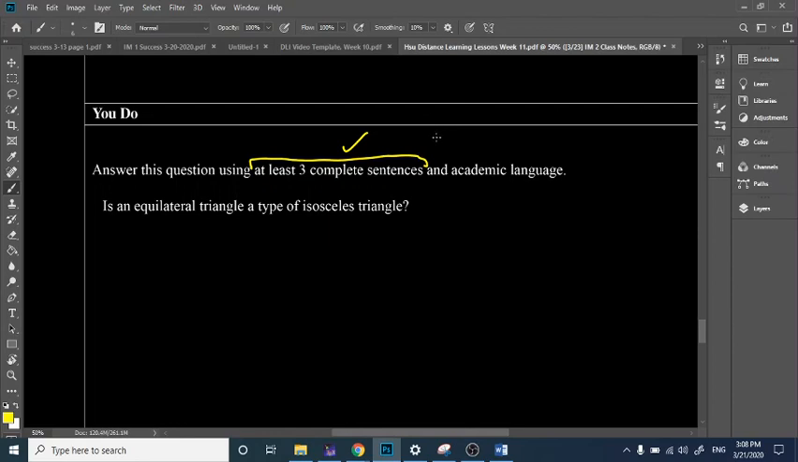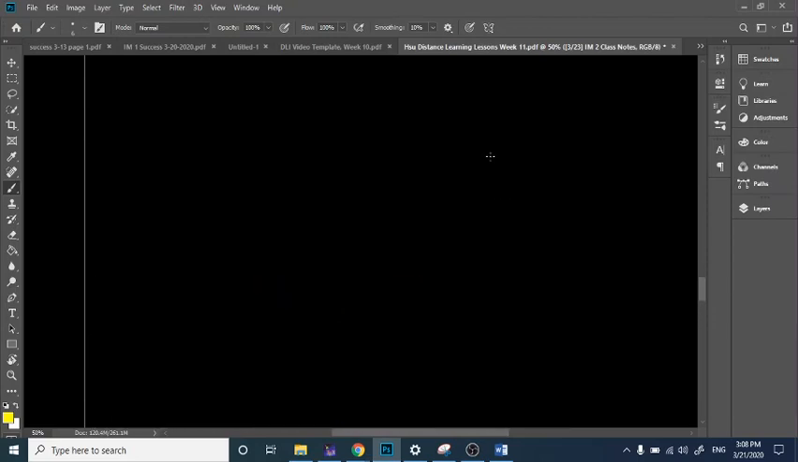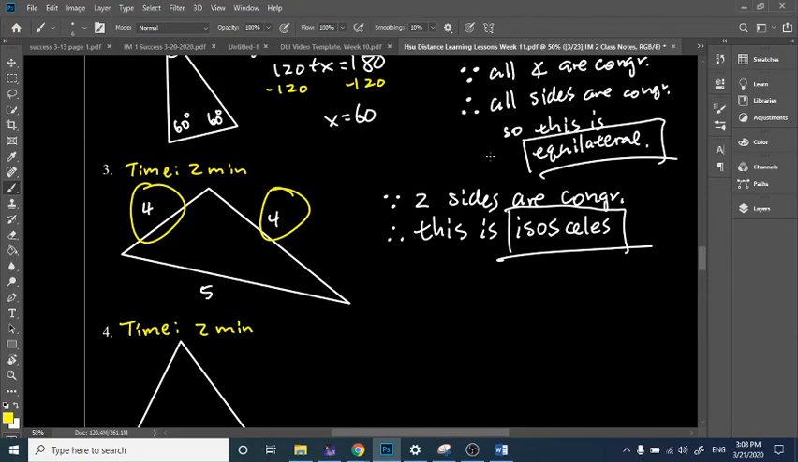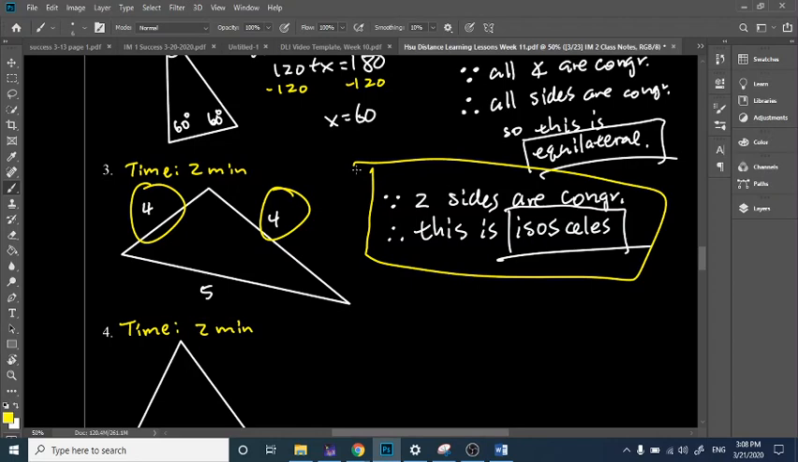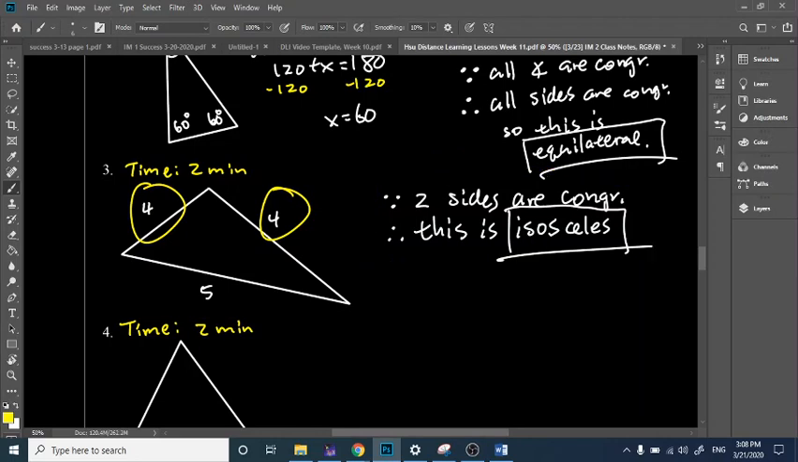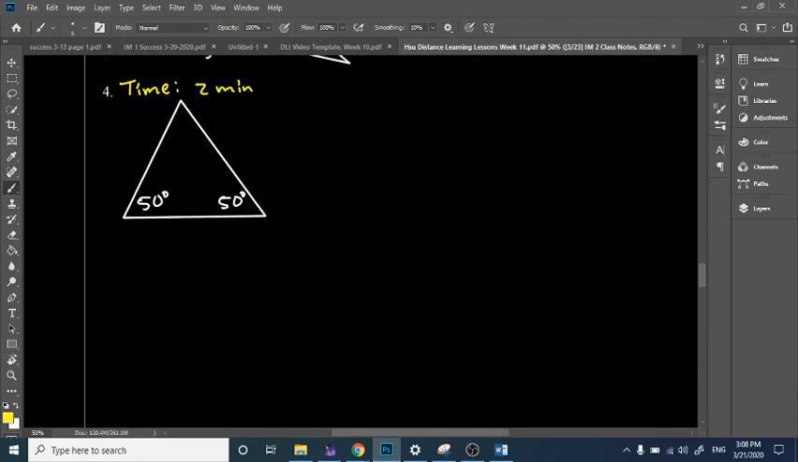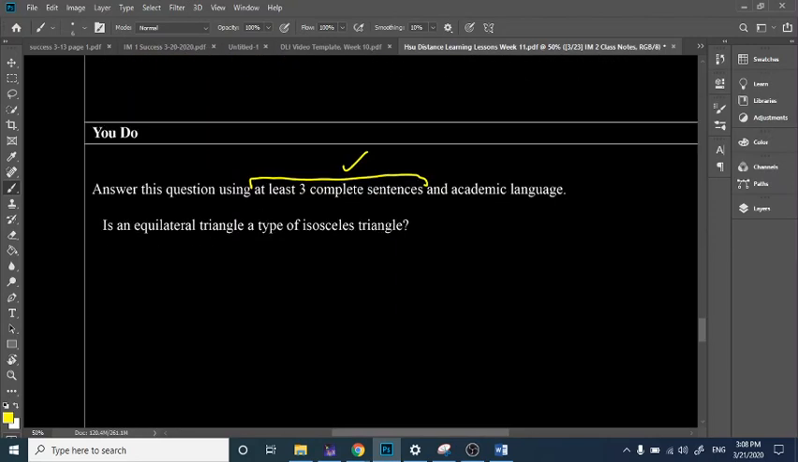Okay? Great. And academic language. So when I say academic language, this is okay. You have to do some sort of thing that is related to math. Show me that you're using the vocabulary. All right, so pause it here if you need to.